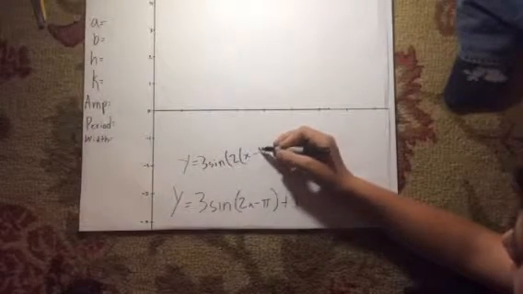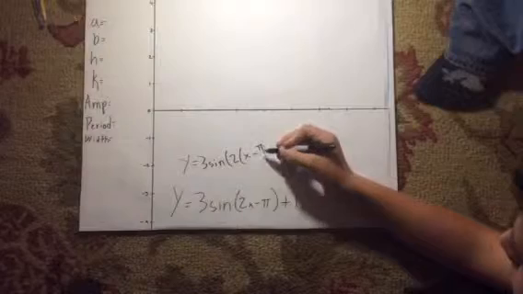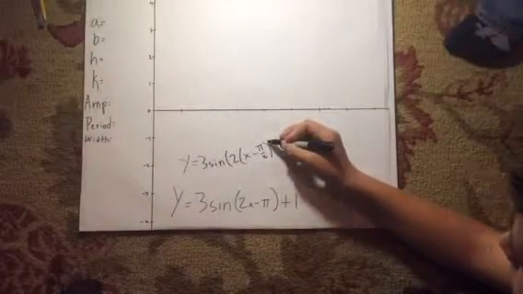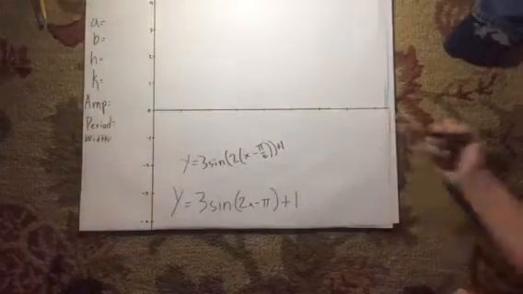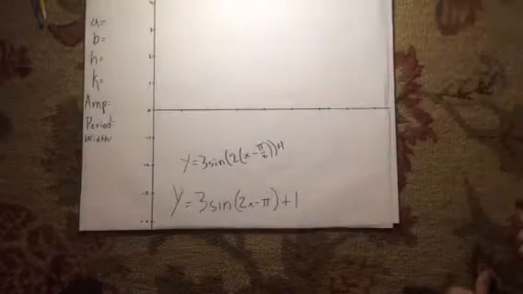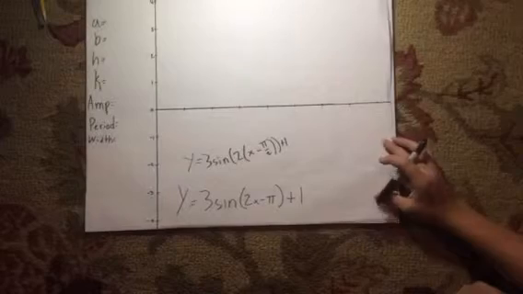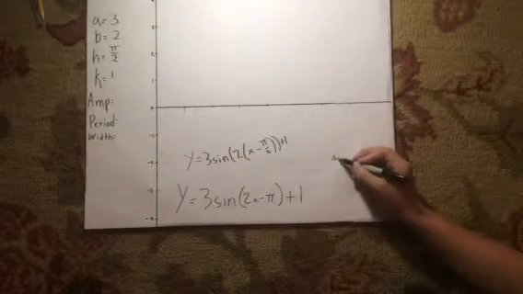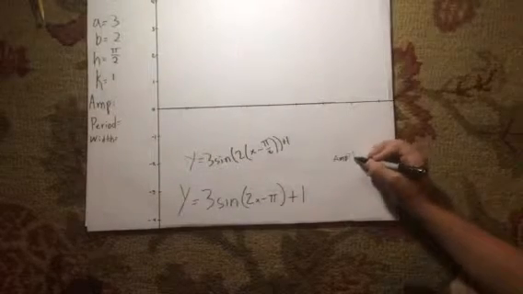After you factor out the b value, you're left with x plus or minus h, which in this instance would be pi over 2. The k value from the original to factored form does not change. For this example, it would be 1. The amplitude is just the absolute value of the a value.